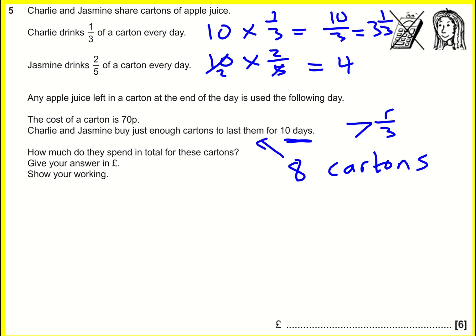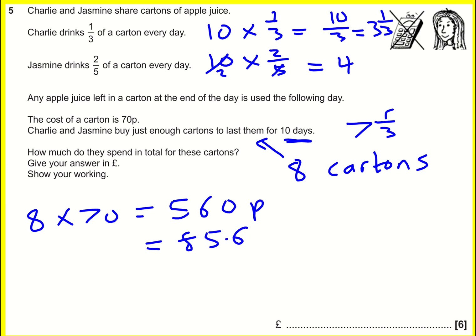And then we're basically there. We've got that the cost of a carton is 70p, so it's going to be 8 times 70p, which is 560 pence. You can divide through by 100, it gives £5.60. Okay, I think that's the quickest way of doing this question.